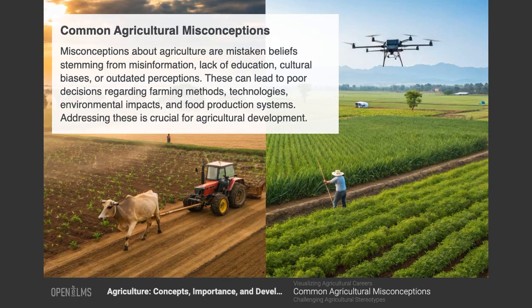Common agricultural misconceptions. Misconceptions about agriculture are mistaken beliefs stemming from misinformation, lack of education, cultural biases, or outdated perceptions. These can lead to poor decisions regarding farming methods, technologies, environmental impacts, and food production systems. Addressing these is crucial for agricultural development.